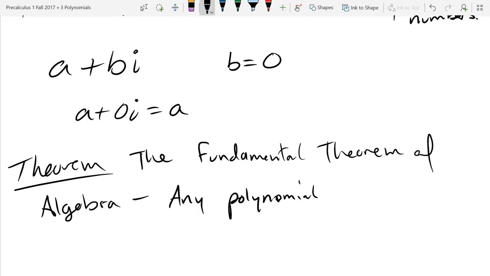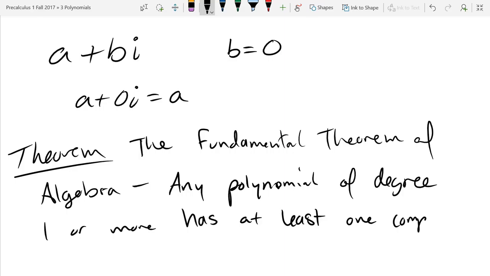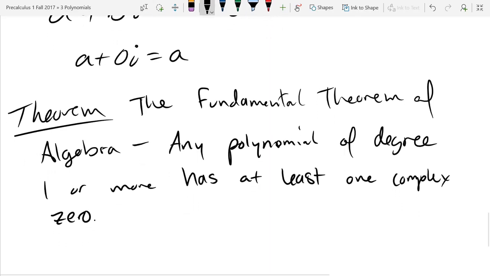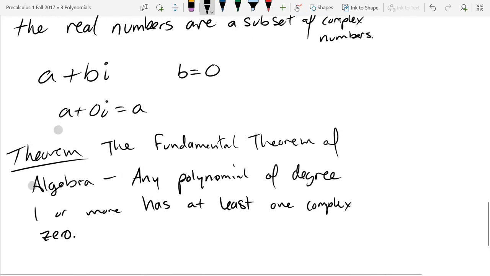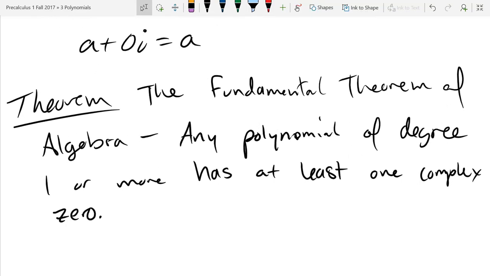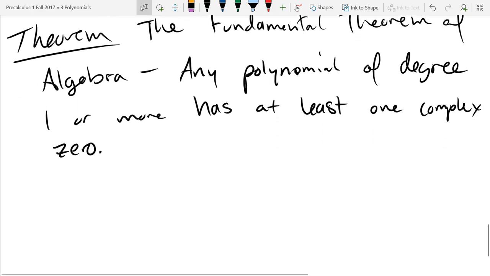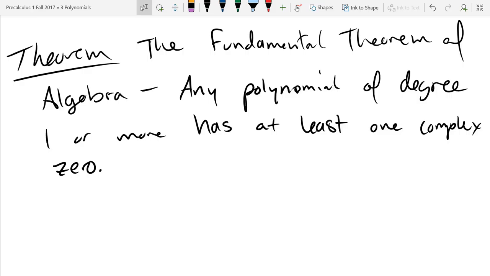So what does the fundamental theorem of algebra say? Any polynomial, doesn't matter if the coefficients are whole numbers, rational numbers, irrational numbers, or even complex numbers, any polynomial of degree 1 or more has at least one complex zero. Now, I just wrote down the math sentence that the real numbers are a subset of the complex numbers, which means this complex zero could also very well be a real number, an integer, or a rational number. So this just says if your degree is one or more, you're going to have at least one zero.